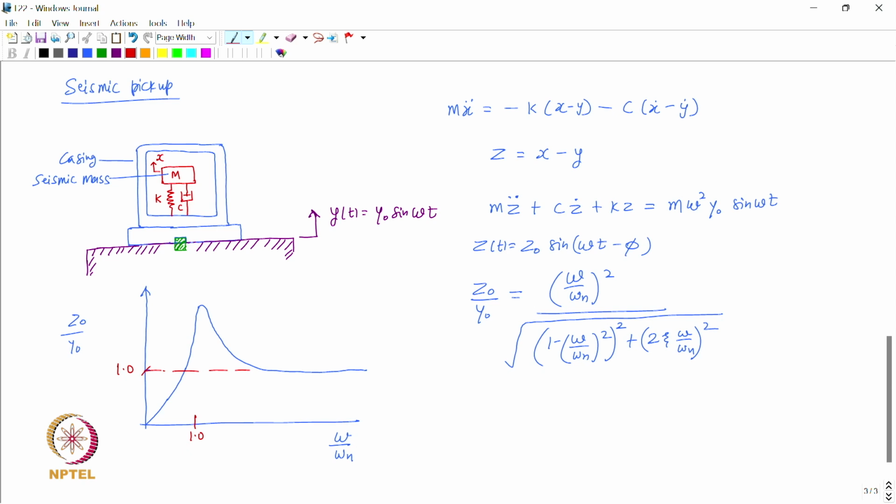So therefore, what we see from this plot, let us take case A where omega upon omega n is much more than 1. So here omega n is the natural frequency of the seismic pickup, and zeta is the damping factor of the seismic pickup.